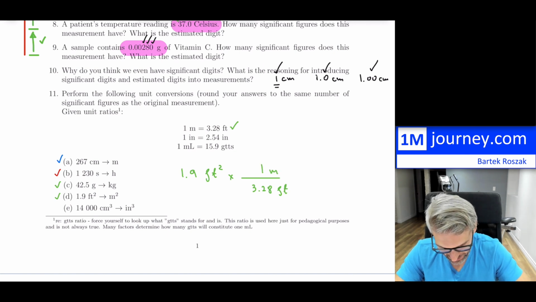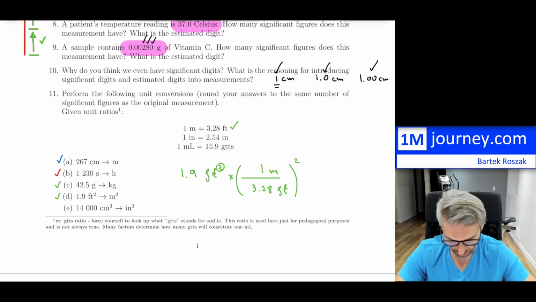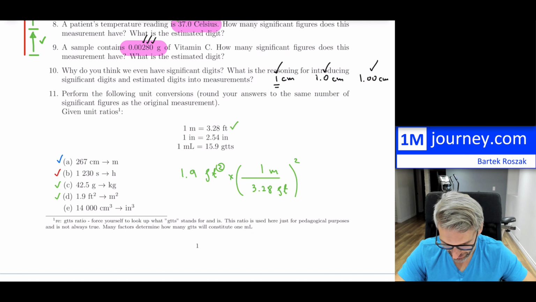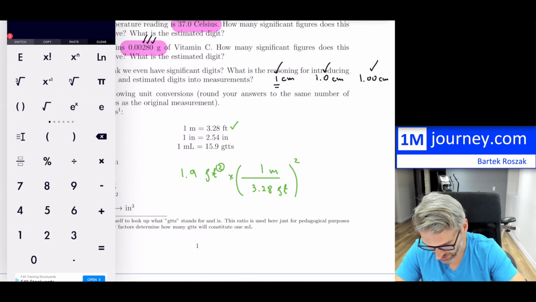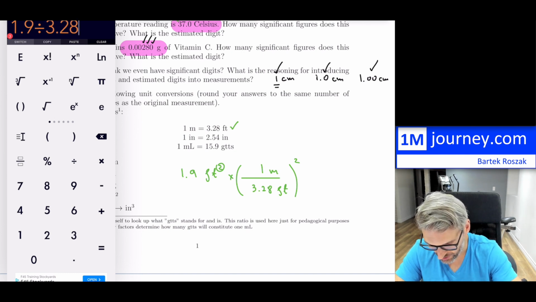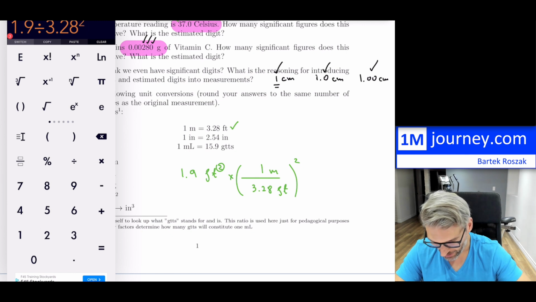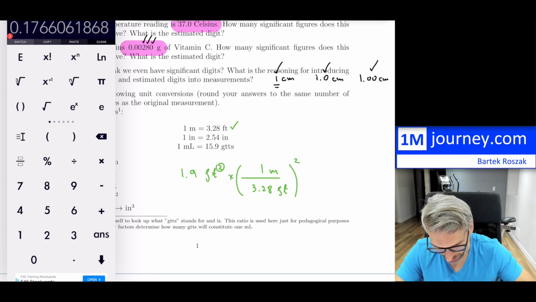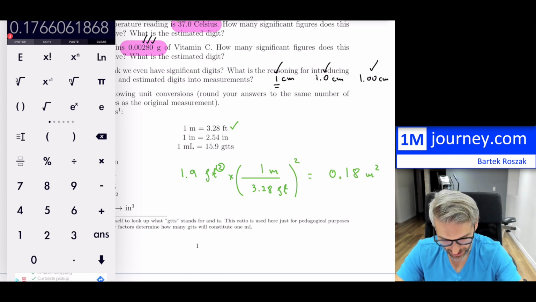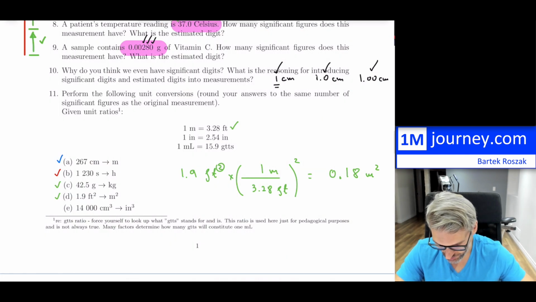And now notice because it's squared, we're going to have to square this, or you can multiply it 2 times. So we can square it this way, and we're going to get exactly what we want. So the feet squared will cancel, and we're going to get meters squared. So let's see what that gives us. So 1.9, divided by 3.28 squared. So that will be our answer right there. And we have 2 significant figures. So this is 0.18 meters squared.